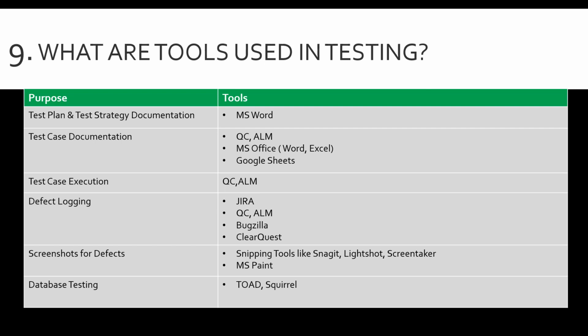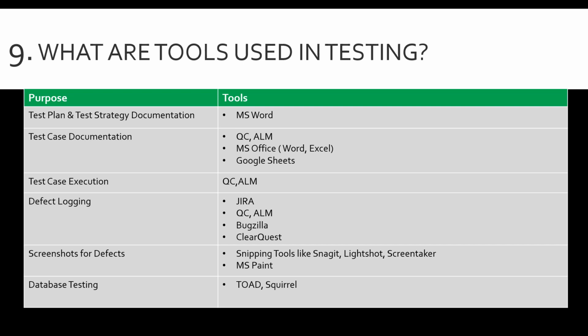And then the defect logging. We discussed the defect lifecycle, and there are a lot of tools in the market for defect management and logging defects. The common ones are Jira in the case of Agile. If it's waterfall, QC or ALM is still used, and we have Bugzilla and ClearQuest. So these are some commonly used tools which have come up in the recent past.